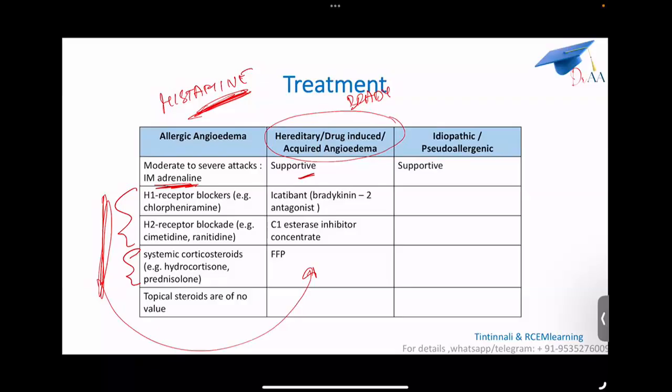If the patient requires oxygen, you give supportive treatment, that is ABCD management. Along with it, specific management here is either giving a bradykinin 2 receptor antagonist, or C1 esterase inhibitor concentrate, or FFP. This is the specific treatment for hereditary or drug-induced or acquired angioedema.